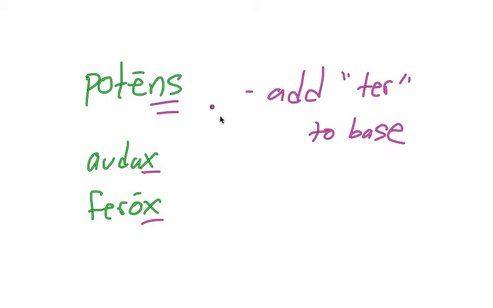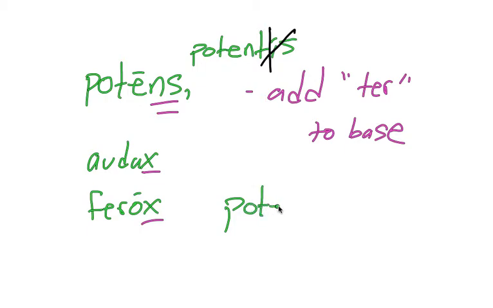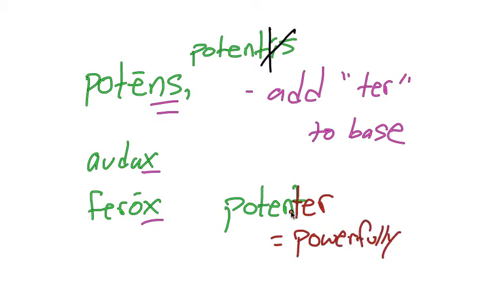All right. So potens, the vocab entry potens, potentis. Okay. So if we take off the is for our base, potent, and then potenter. So we've got potenter. Okay, potenter would be powerfully. Okay, would be how we transform this into an adverb.